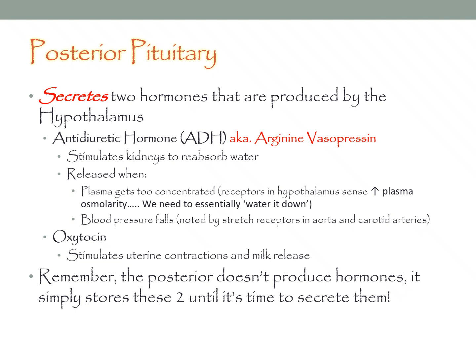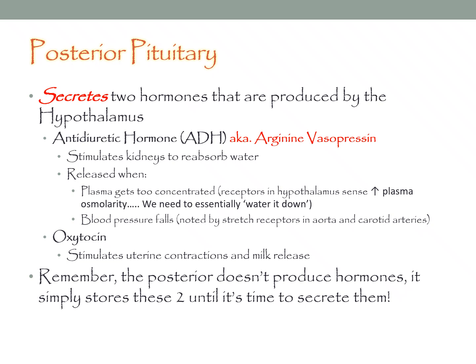The 2 hormones created by the hypothalamus but stored in the posterior pituitary are antidiuretic hormone and oxytocin. Let's talk about antidiuretic hormone first, or ADH. Think about that for a second. Antidiuretic. We know that a diuretic means what? It eliminates fluid from our body. So antidiuretic hormone helps us retain fluid in the body.